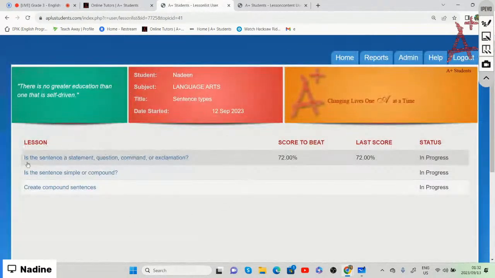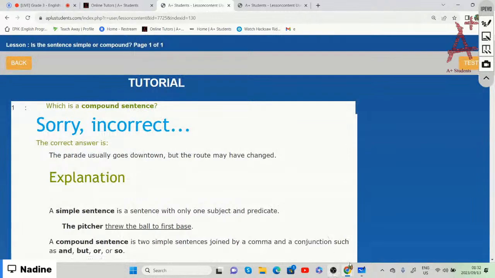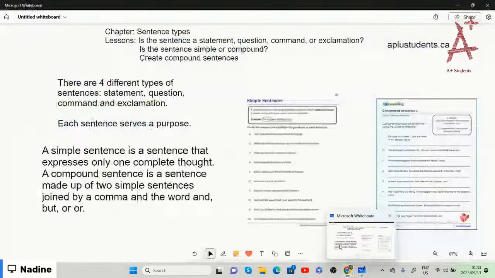All right, so that is it for our first lesson when it comes to sentences. Is a sentence a statement, a question, a command, or an exclamation? Now we're going on to the next one. Is a sentence simple or compound?